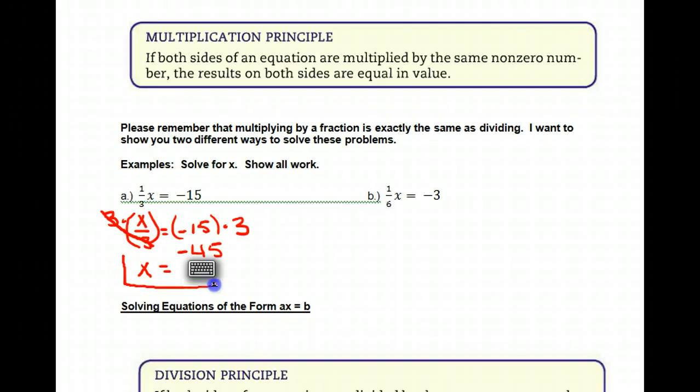And there's our answer right there, with my wonderful little keyboard in the middle that shows up every once in a while. I don't know why it does that.